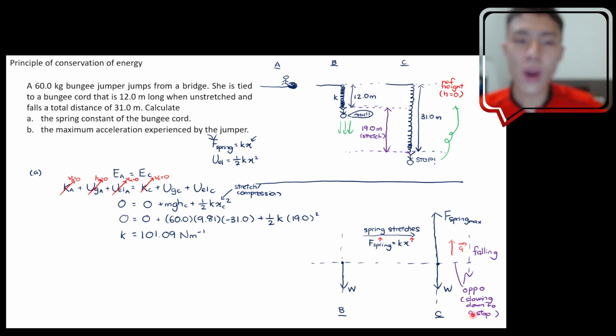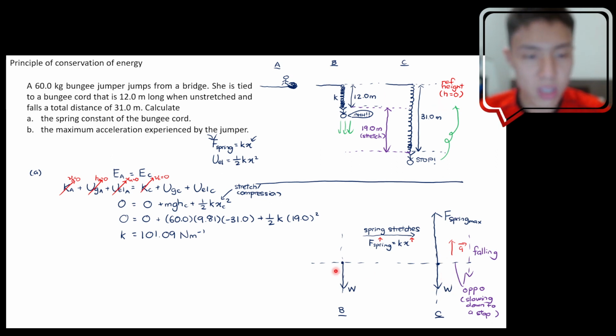So where do you find maximum acceleration? Well, the maximum acceleration has to be at point C. Why does it have to be at point C? Because over here, your F spring is maximum. So F spring maximum minus W will generate the largest net force you can see throughout this whole journey.